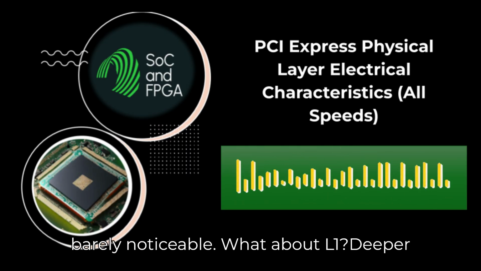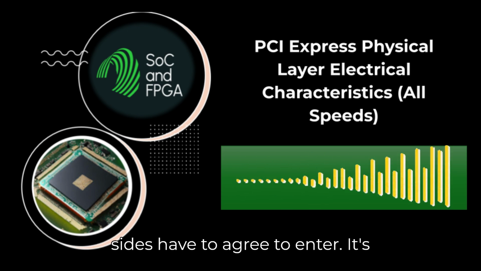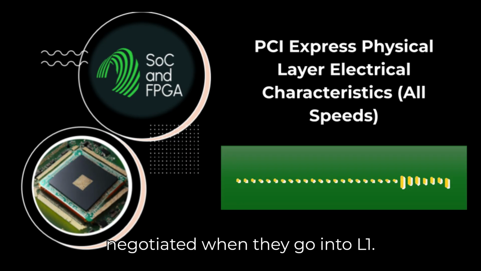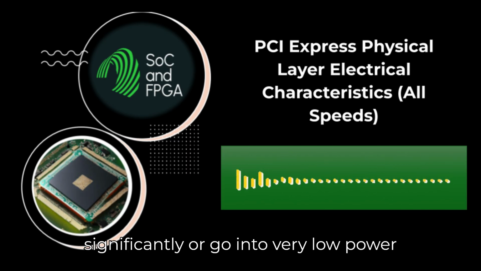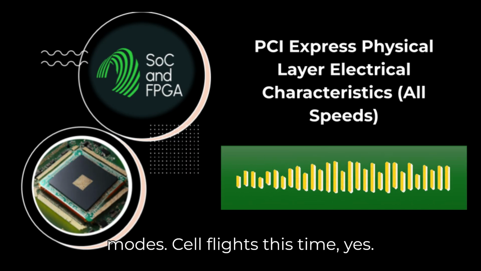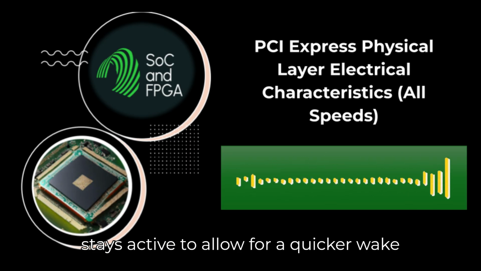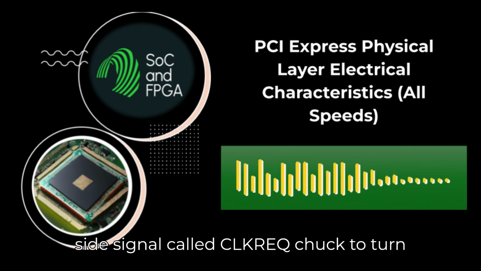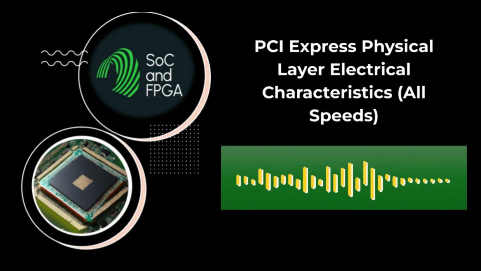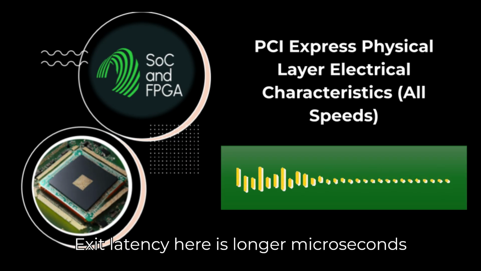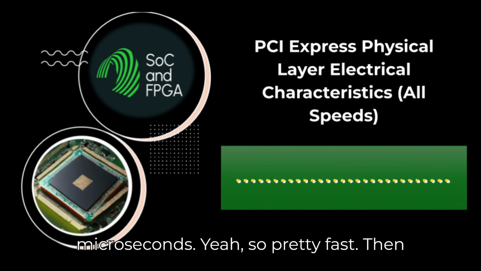Okay, barely noticeable. What about L1, deeper sleep? L1 is a lower power state that both sides have to agree to enter. It's negotiated. When they go into L1, typically both the transmitter and receiver circuits are powered down significantly or go into very low power modes. Both sides this time. Yes. Usually the main reference clock signal stays active to allow for a quicker wake up, although there's an option, using a side signal called CLKREQ#, to turn the clock off too for even more savings. Exit latency here is longer, microseconds range, but the power savings are much more substantial than L0s. Microseconds. Yeah. So pretty fast.